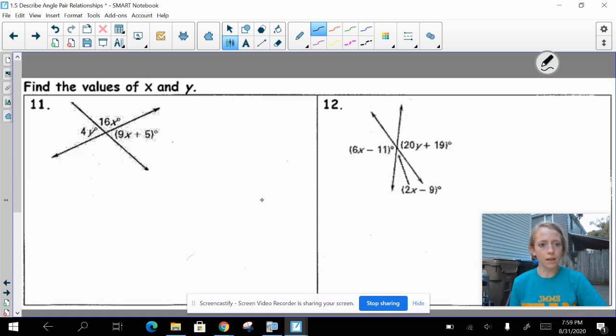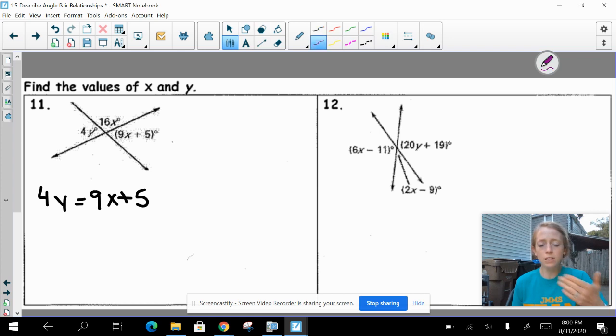Anyways, there were a couple more questions. Find the value of x and y. If you need to, you can pause this and copy the diagram down. What kind of equations could we use here? Well, you could do a supplementary equation, adding these two up, setting them equal to 180, or we could do a vertical angles equation. So 4y is equal to 9x plus 5.